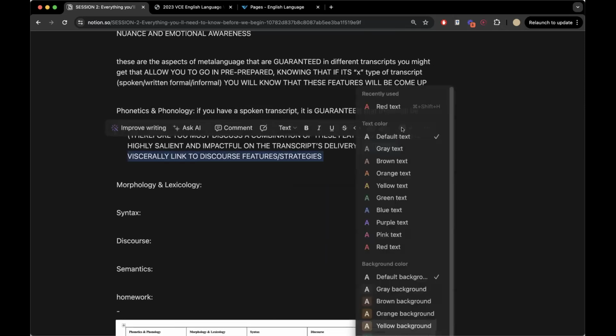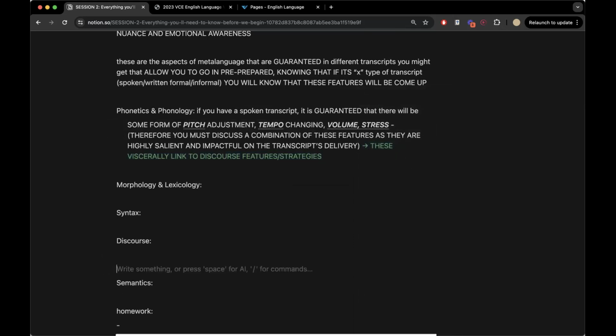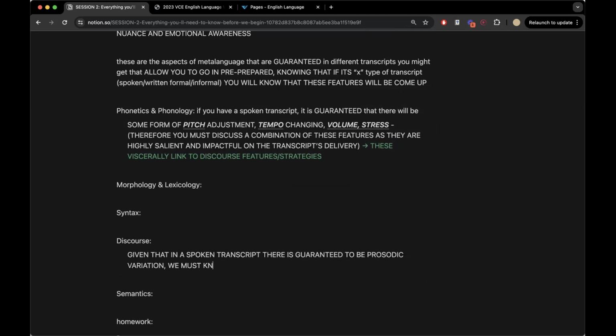Bang. So what does that mean? It means we've just knocked out two subsystems simply because the transcript is spoken. That's how I want you to start thinking, right? Now, given that in a spoken transcript there is guaranteed to be prosodic variation, we must know the analysis of floor management and how it links to volume, tempo, and pitch, right?